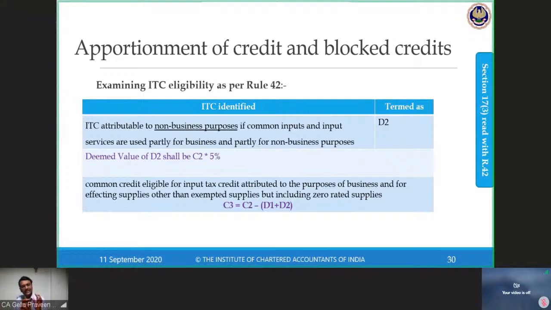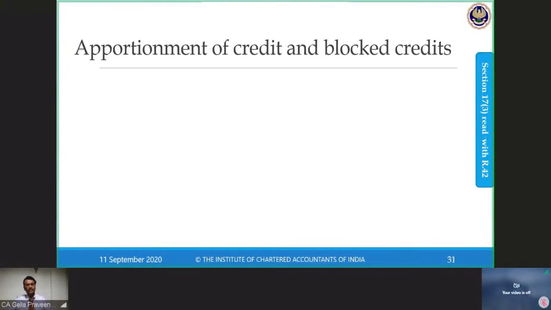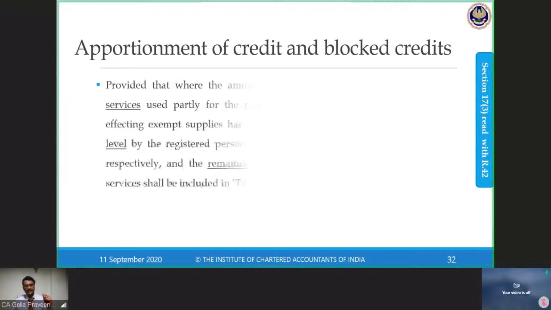Now, if someone asks, sir, is this not very lucrative to the government, and is it not something which is not a benefit? The benefit to the assessee is taken by and large by way of deeming provisions. Law has been framed in such a way, and we don't have a choice. Whatever directions are given, we have to go with the law. Further, they say that out of the common credits, if you eliminate D1 and if you eliminate D2, that is nothing but your credits for which you are eligible for input tax credit.